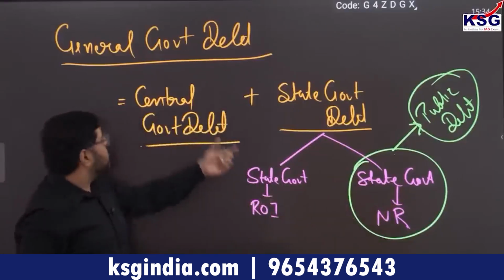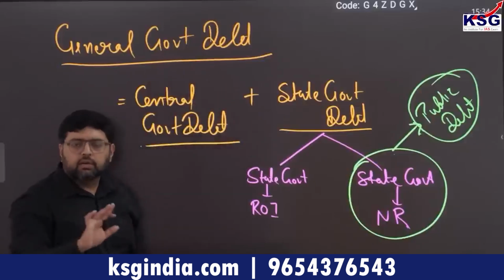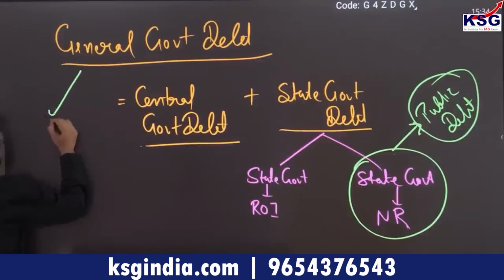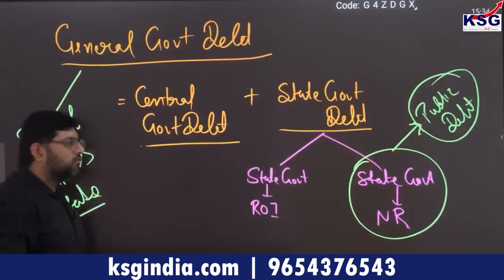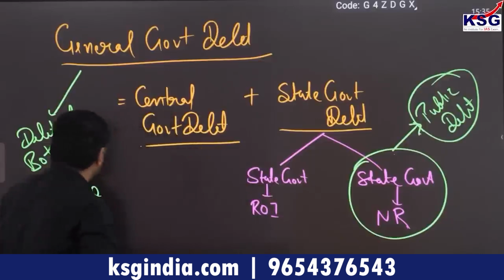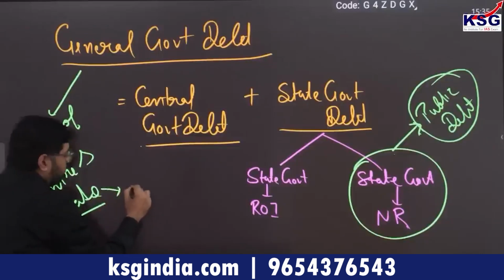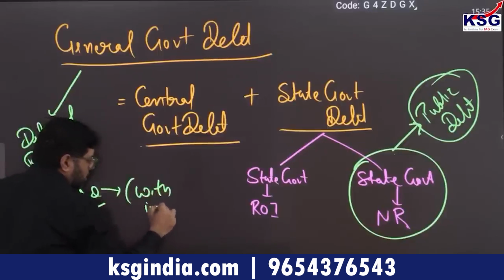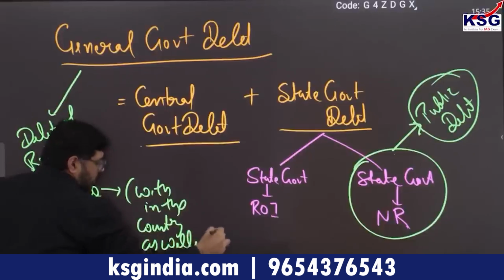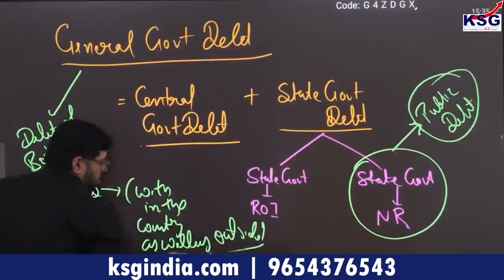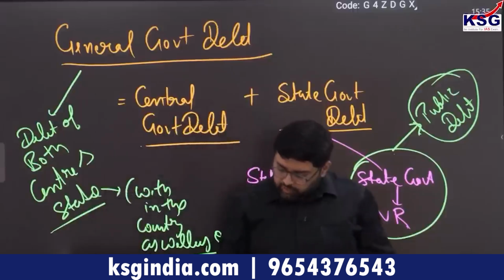Whatever comes out is called general government debt. So we can say general government debt is nothing but the debt of our country, the debt of both the center and the states, which they have taken from within the country as well as from outside.